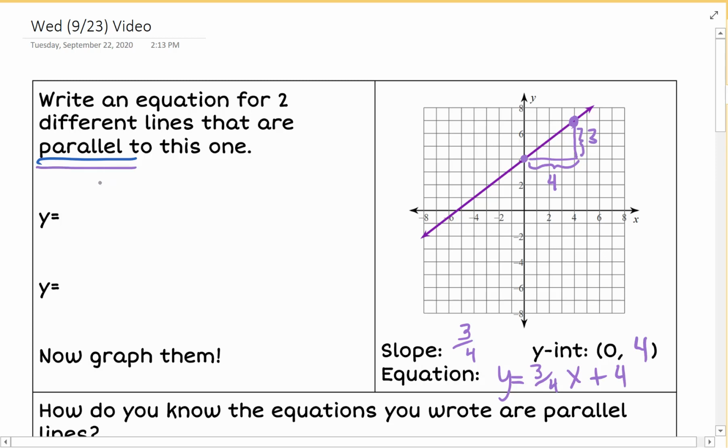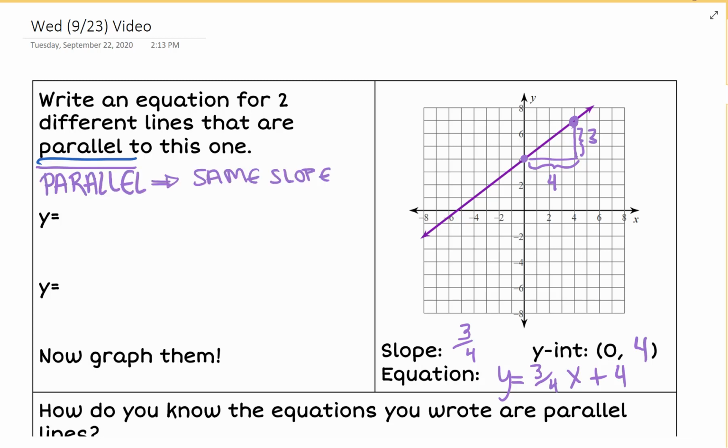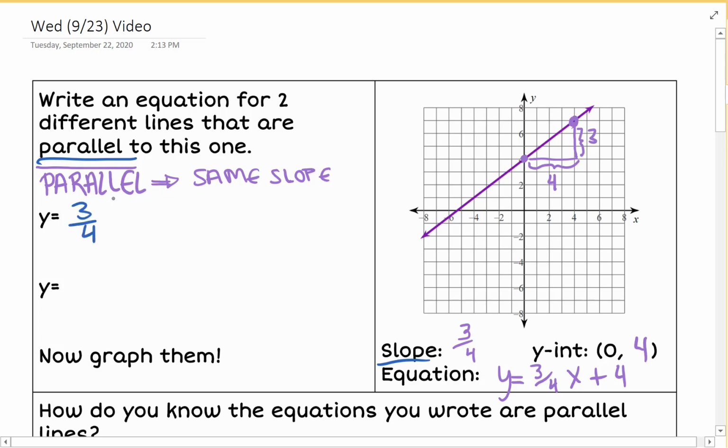Now, parallel lines have the same slope. So I already know the slope of my lines will be the same as the slope of this line, which is 3 over 4. Okay, so 3 over 4 times x. Now, right now, these are the same line, right? Y equals 3/4 x. I need to write two different lines, and they can't be the same as this one.